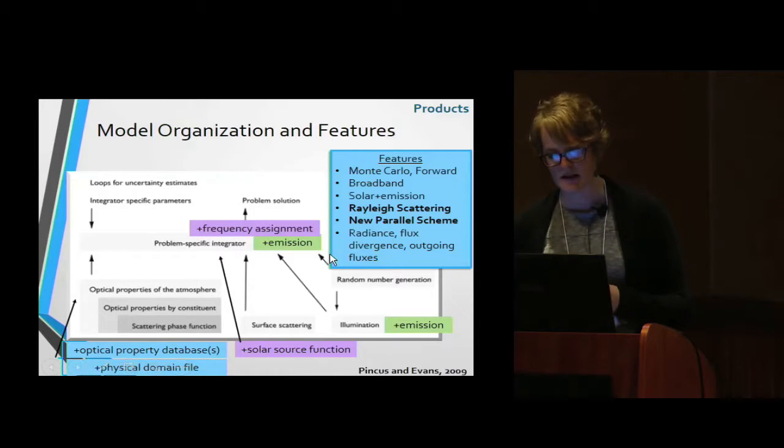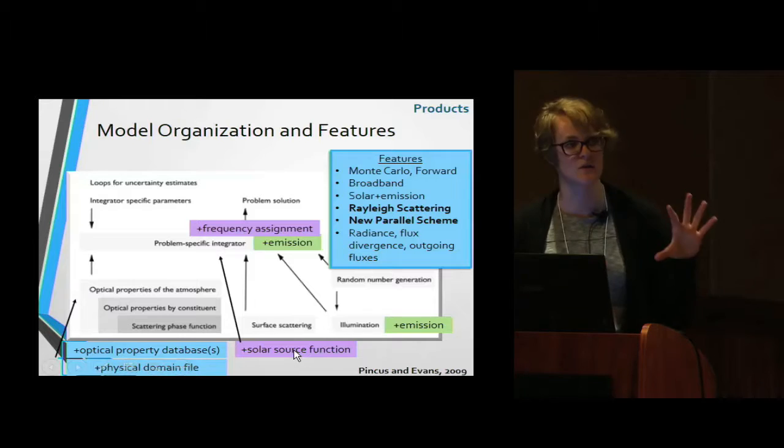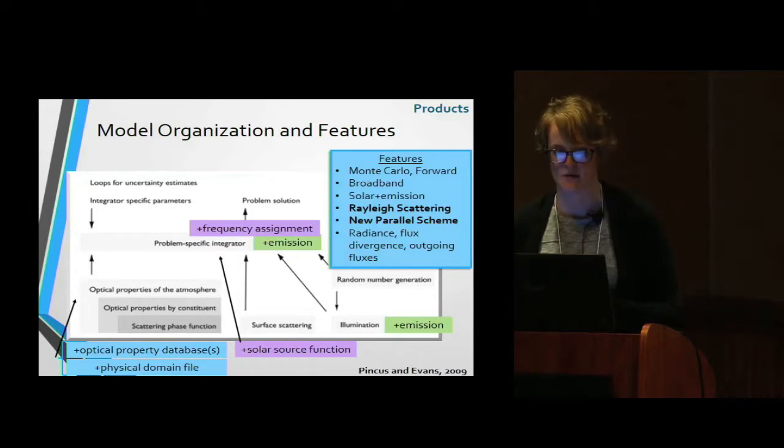So incorporating it with realistic atmospheric properties meant building these databases of gas properties and cloud properties at very high resolution, and also gathering a PDF of the solar source function. So those are all the new inputs that had to be added.